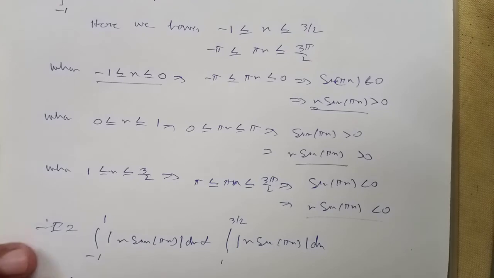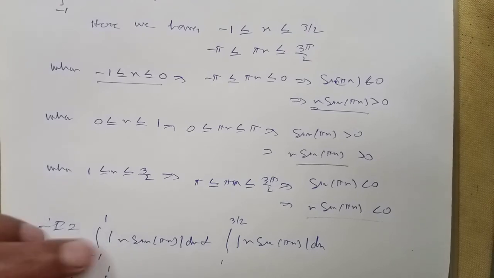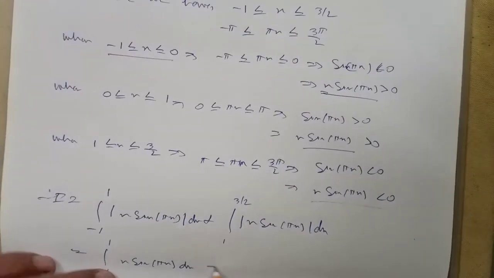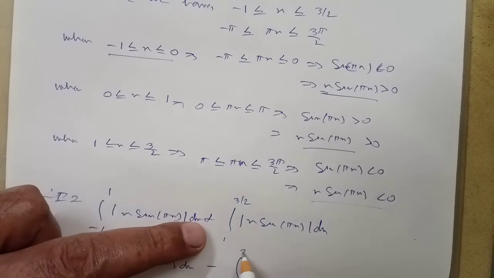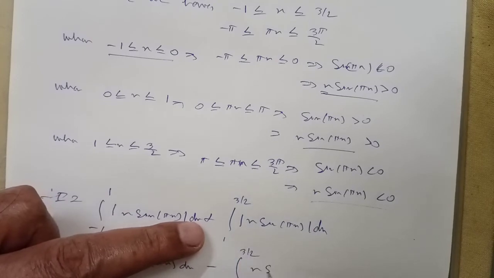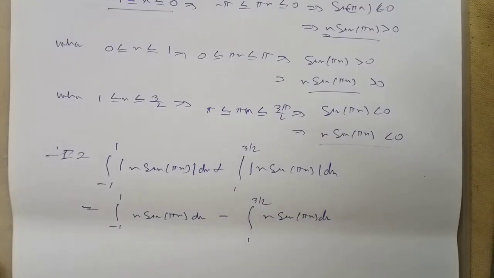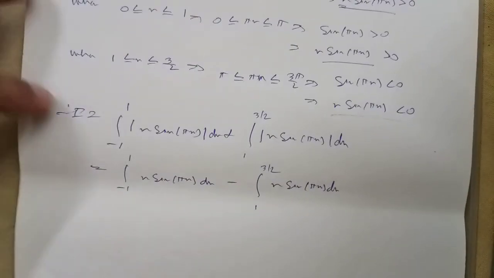This is positive, so we get integration from -1 to 1 of x sin of pi x dx. This is negative, so minus integration from 1 to 3/2 of x sin of pi x dx. Now we have to just integrate it, considering it as individual integrals, then you have to put the limits only, nothing else.